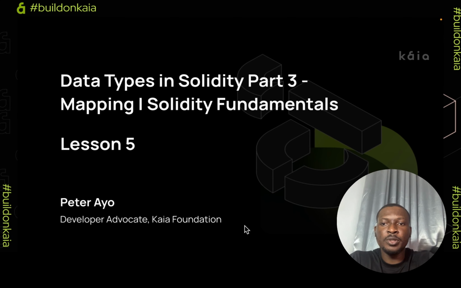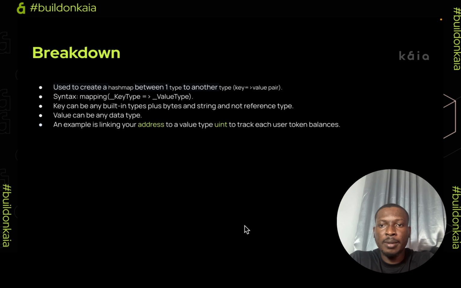Today in this video, we'll be looking at mapping, which is a reference data type. Alright, so having said that, let's jump right in. So what are mappings? Usually mappings are used to create a hash map between one type to another type, meaning that you are trying to create a key value pair type of relationship. And in this case, you are linking a type of variable to another type of variable.